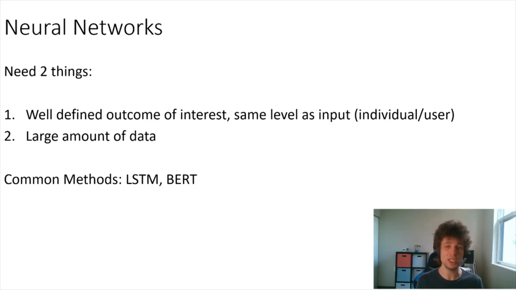So when you're thinking about social media data, you need to have this outcome of interest that's defined on whatever you're intending to call an input. In other words, if you're intending to input an individual post to the model, you need to have a label at the end of the day.